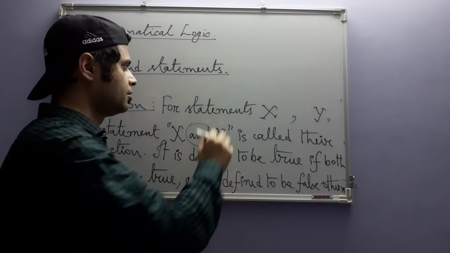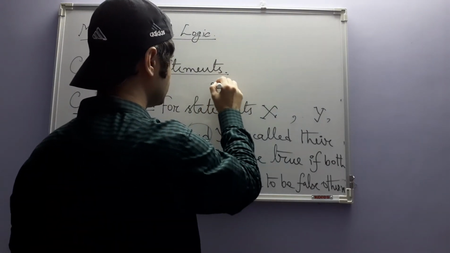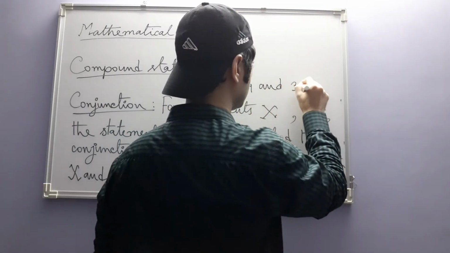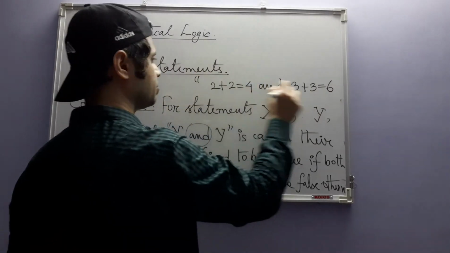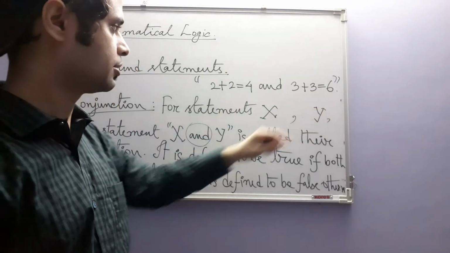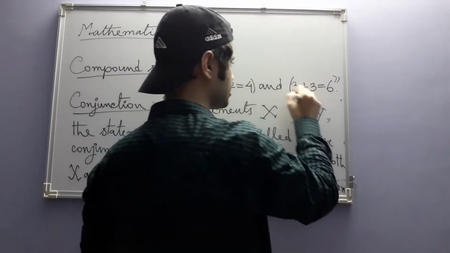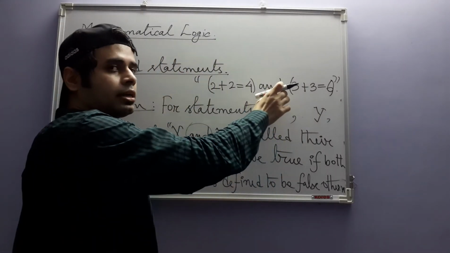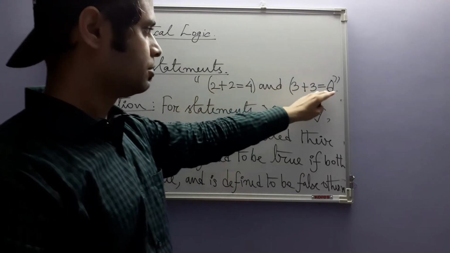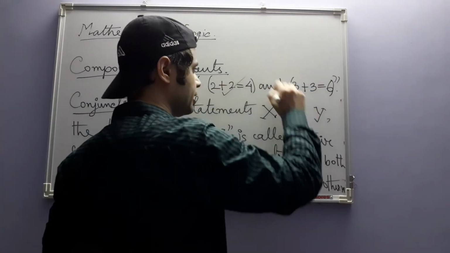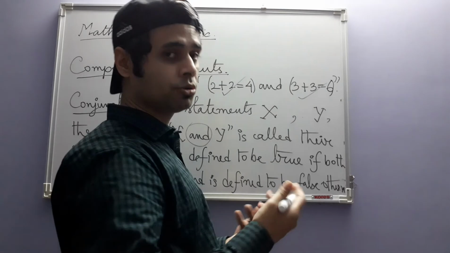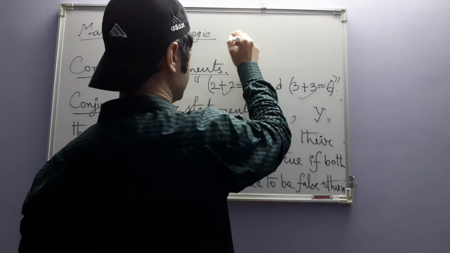That's how, for example, this statement and this is a conjunction. This is an example of a conjunction. It consists of two other statements, and we have used the logical connective and to combine them. And this is true because both x and y are true. However, if at least one of them is false or both are false, then the conjunction is false.